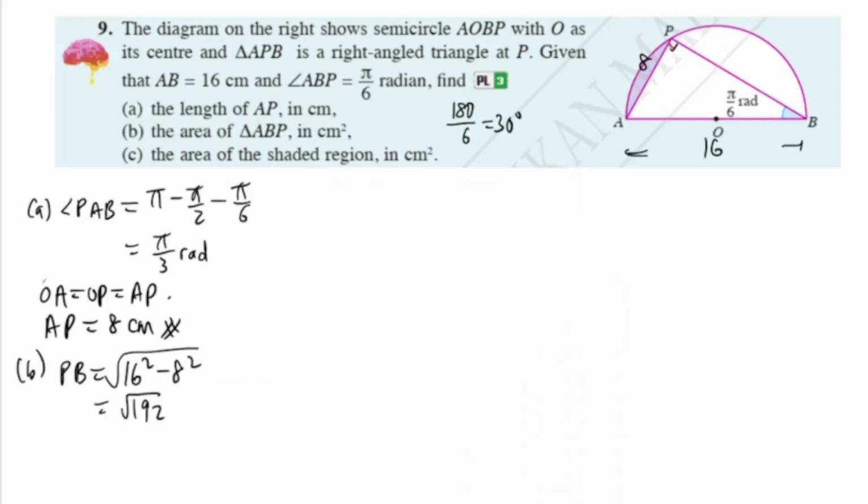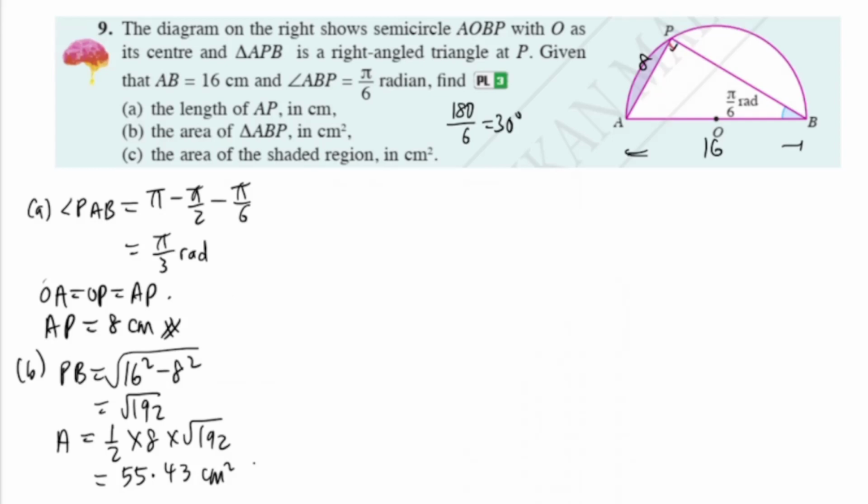So your area of triangle would just be half times base times height. Your base will be 8, your height square root 192. My answer is 55.43. Okay, I think textbook answer is 55.44.